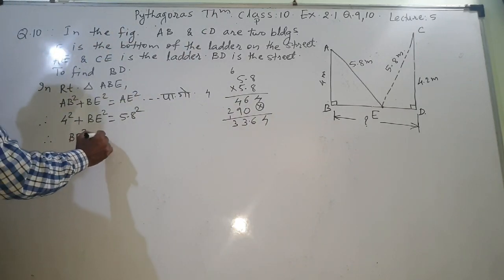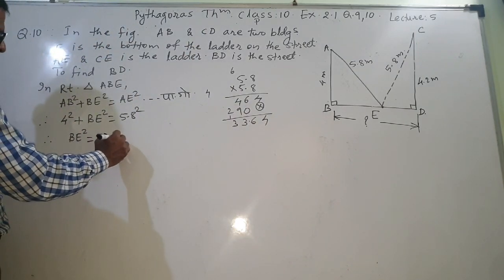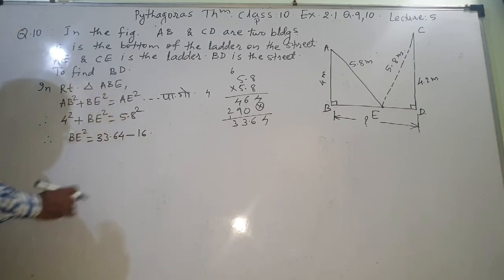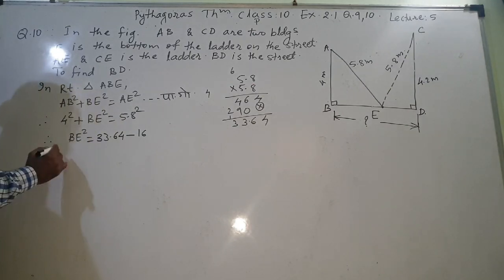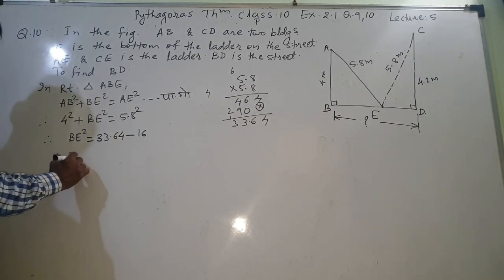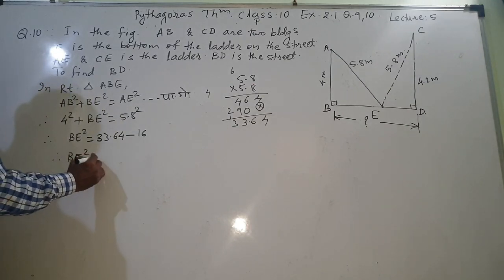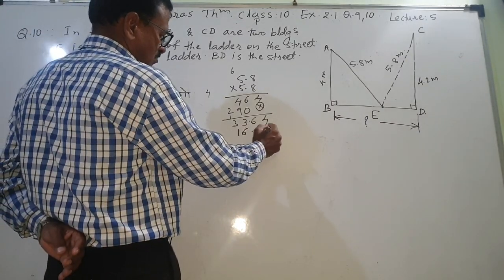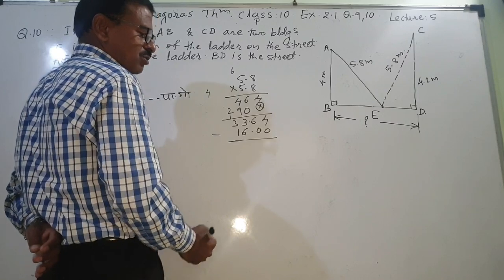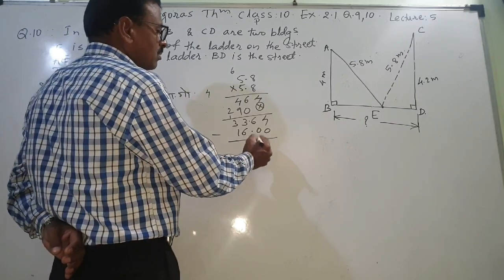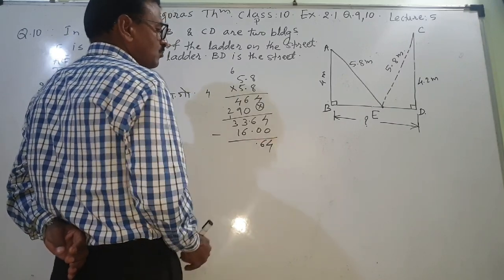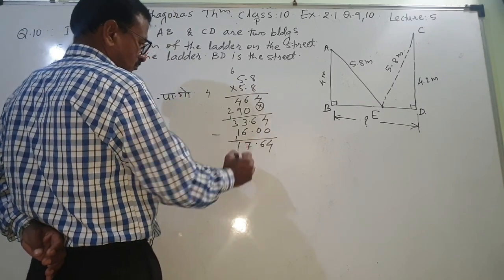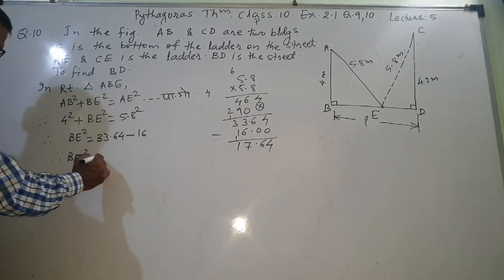So 33.64 minus this will be 16. So therefore BE square equal to 33.64 minus 16. So here minus 16 means minus 16.00. Some people don't know this subtraction also. So 17.64.